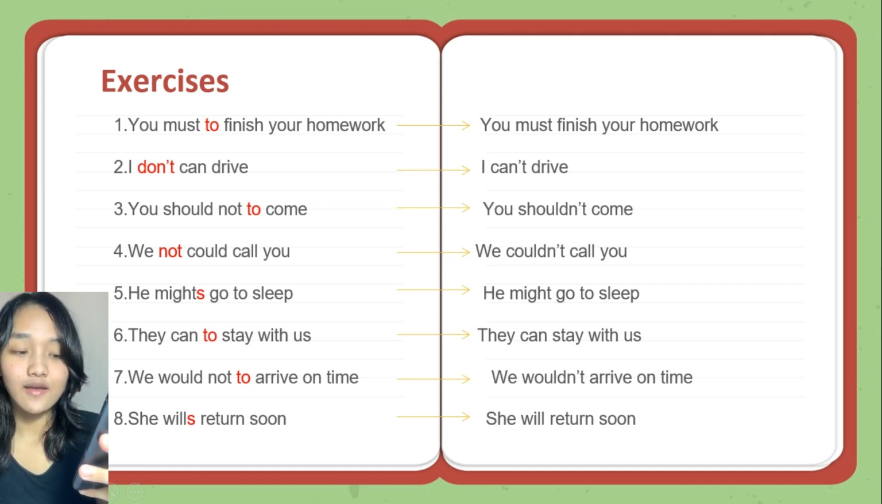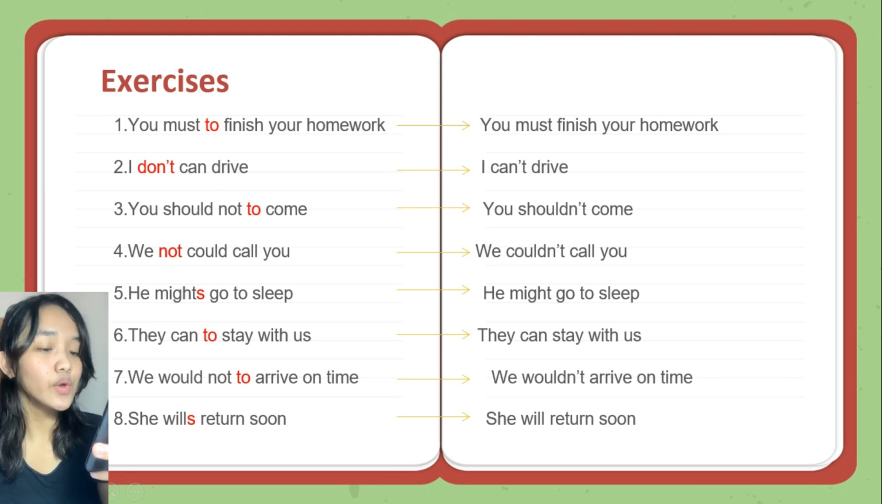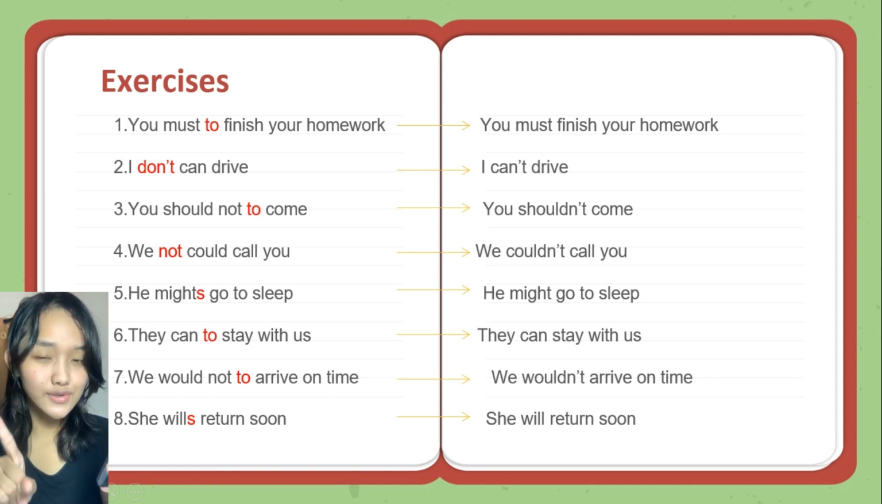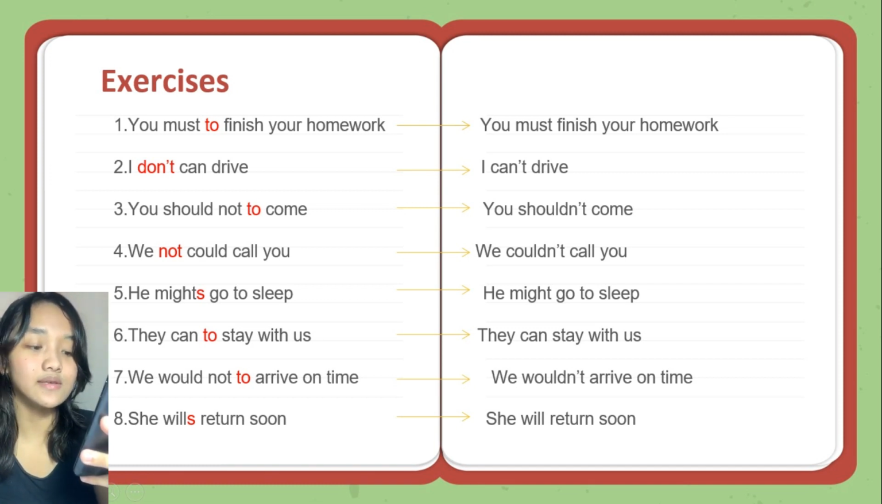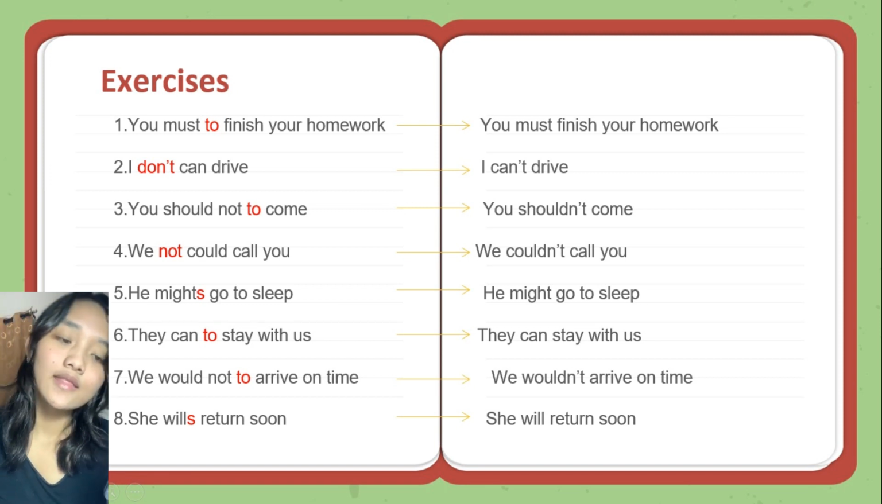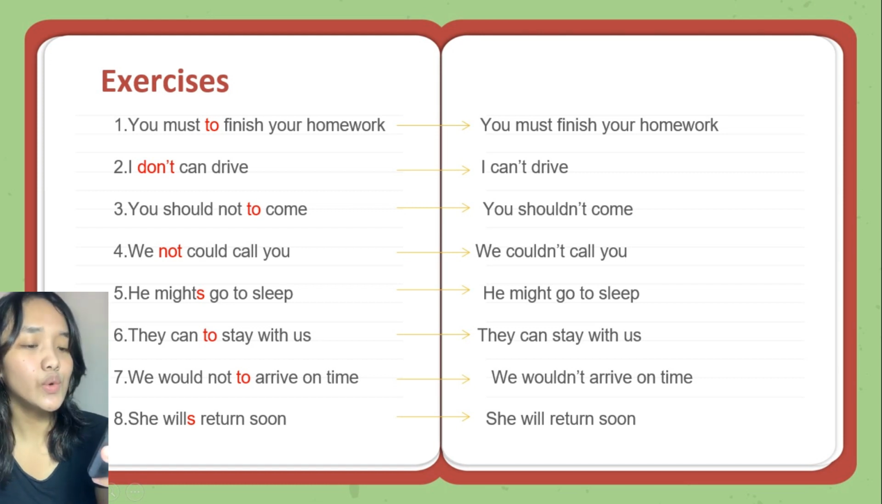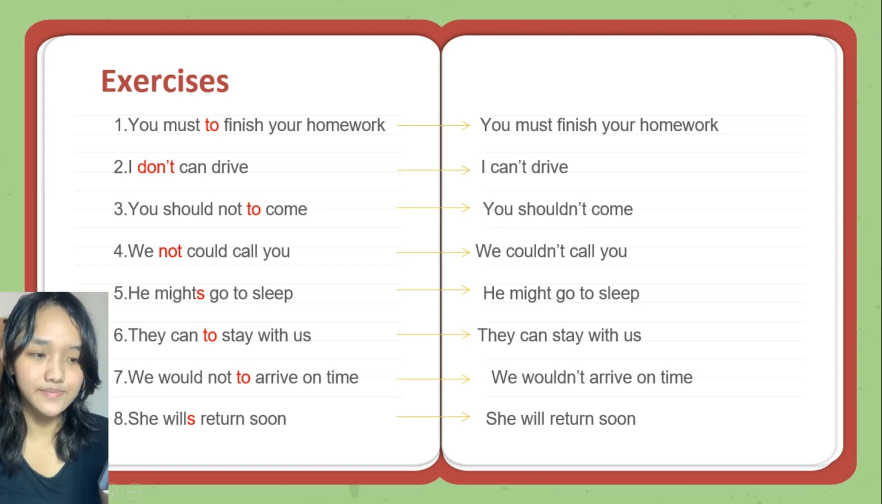And number 7 is we would not to arrive on time. Okay, don't use to after the modals. So the correct way is we wouldn't arrive on time. And the last one is she wills return soon. That is incorrect because you can't add the letter S after the modals. So the correct way is she will return soon.